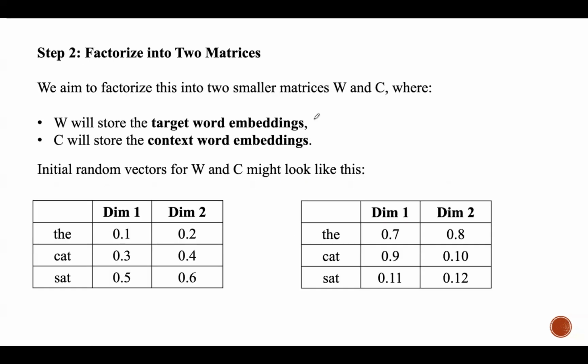Then factorize into two matrices. So here we need to take two matrices W and C. The W matrix is used to store the target word embeddings and C is used to store the context word embeddings. Initially we need to assign some random vectors for W and C like this. So this is the W matrix and this is the C matrix. This is for target words and this is for context words.